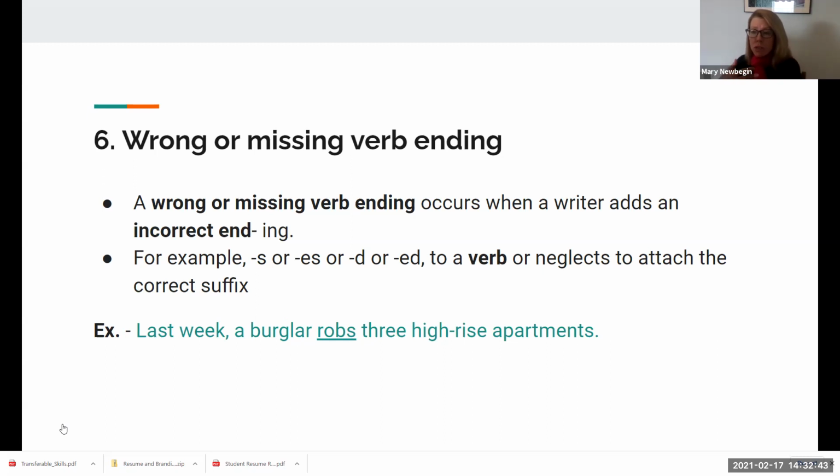Not that students don't know the right answer or how to figure it out, it's just easy to miss that missing S or ES or ED. So if you know that sometimes you make verb errors, just maybe proofread and look for that specifically.